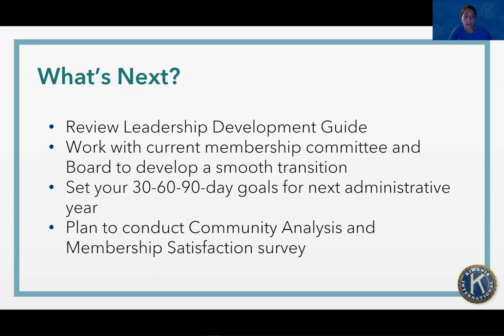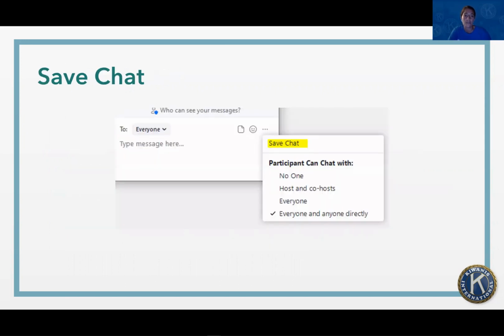We did put a lot of different links into the chat. So if you open up the chat, and where it says everyone in blue, all the way to the right, you see a dot, dot, dot. When you click on that, you can hit save chat, and that will save the chat, and it has all the links in there for you guys to go back into with everything. So that chat then will be saved.